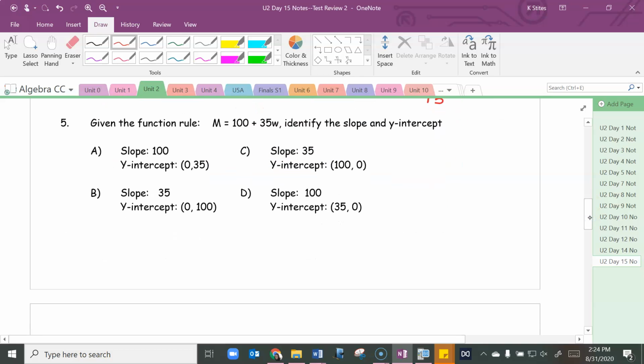Number 5, given the function rule, identify the slope and the y-intercept. Slope is always found with our independent variable, which in this case is w. Dependent variable is always the one by itself, like m equals right here. This is our dependent. So our independent is w. That means our slope is 35. So that immediately gets rid of options A and D. And then for our y-intercept, it is our starting point, which is 100. But remember what we talked about earlier on this page, it's always a 0, 100. So it should be B as our answer. C, it had it switched around.